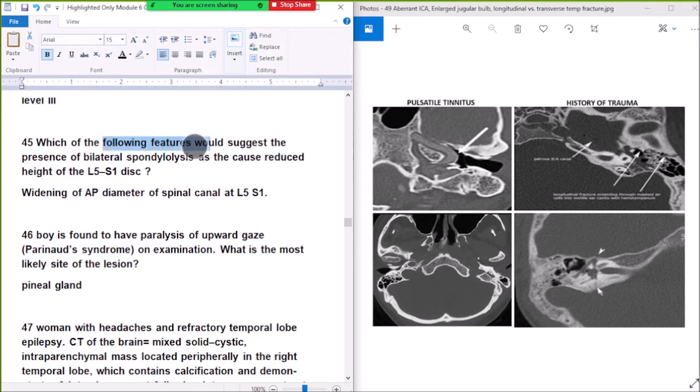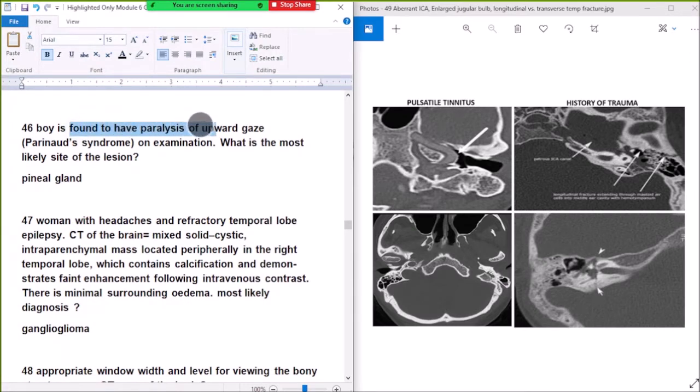45. Which of the following findings would suggest the presence of bilateral spondylolysis as a cause of reduced height of the L5-S1 disc: widening of the AP diameter of the spinal canal at L5-S1? Bilateral spondylolysis is suggested by widening of the AP diameter of the spinal canal at L5-S1.